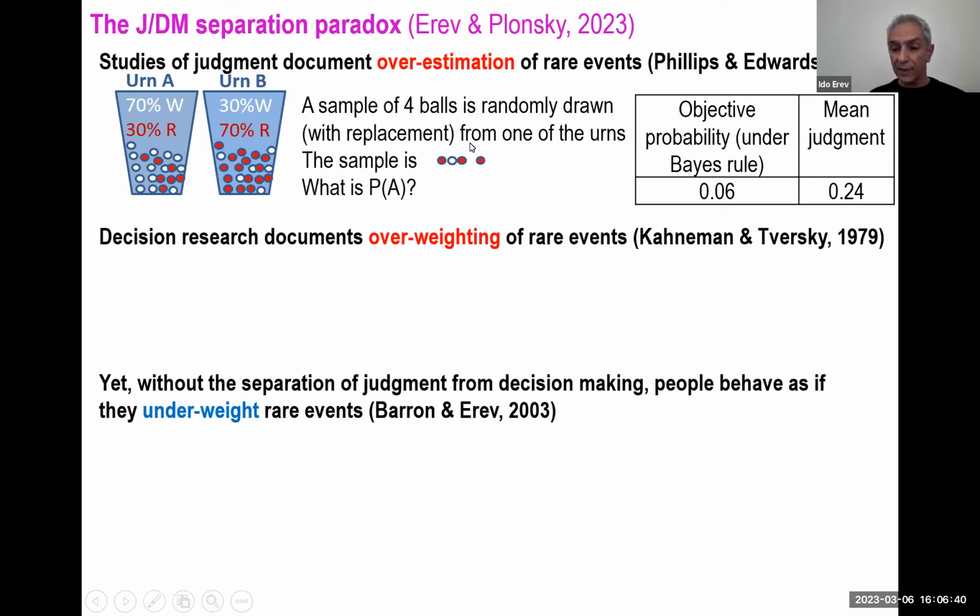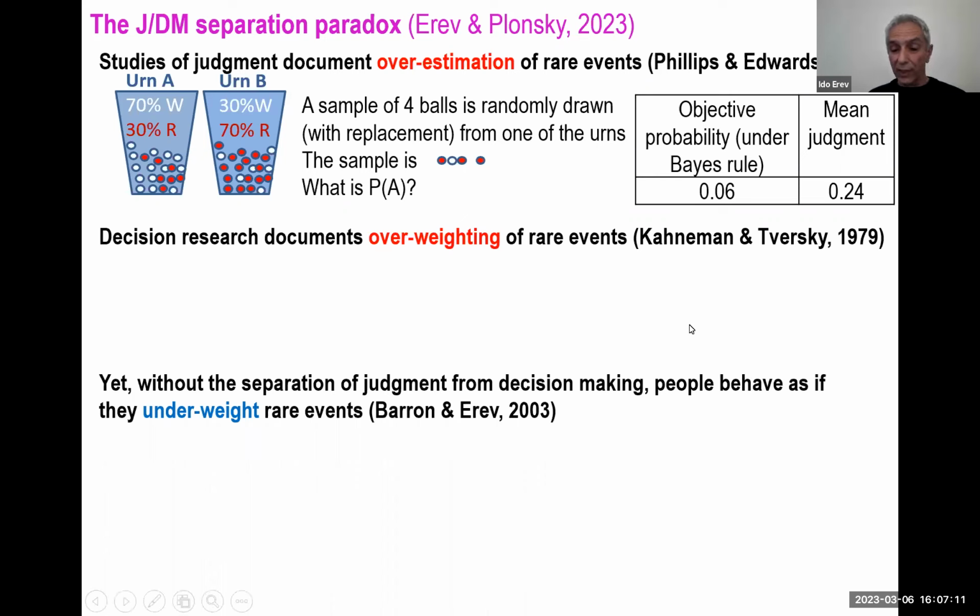Now, if you estimate the objective probability using Bayes' rule, it says that the probability that the selected urn is A is 6%, but the average response of the participants is 24%. That is, participants overestimate the probability that the urn is A. There's a small probability that it's A, and participants tend to overestimate it.